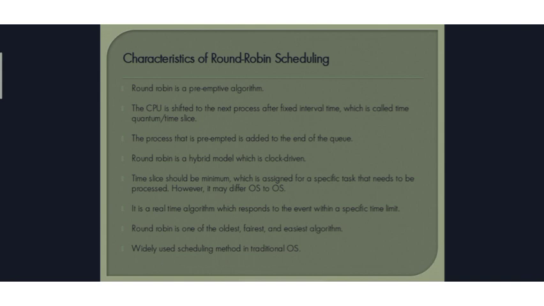It is a real-time algorithm which responds to an event within a specific time limit. The specific time limit means everyone is given equal and constant time to perform its task, and then it may be repeated. So, it works on a real-time approach. Round robin is one of the oldest, fairest, and easiest algorithms. It has been used for a long time and is a widely used scheduling method in traditional operating systems. It is one of those algorithms that work on preemptive scheduling. Some of its examples are shortest remaining time first, SJF, and others.